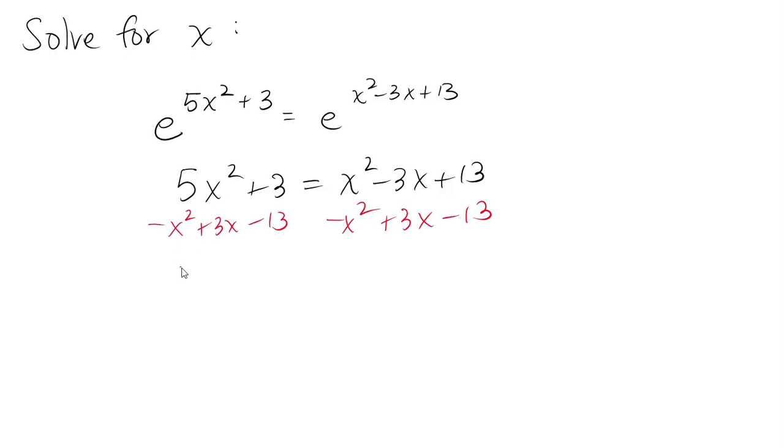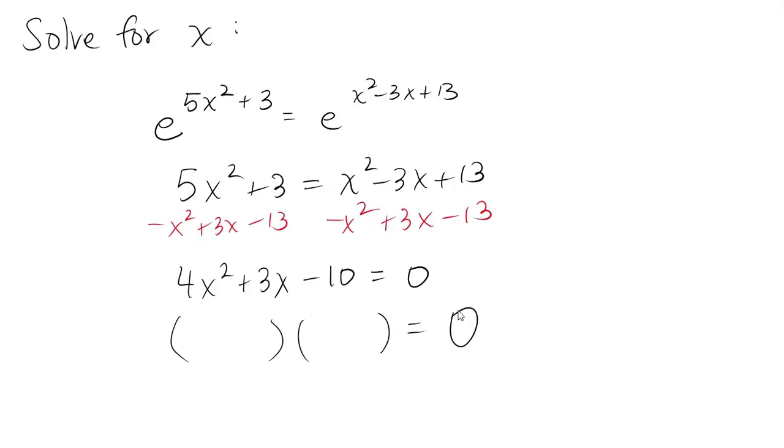Collecting our like terms, we get 4x squared plus 3x minus 10 equals 0. By getting 0 on one side, we've opened up the avenue to the quadratic formula, but we can also try factoring, and it turns out that this one factors. I'd like you to try to factor it. Please pause the video and see if you can get that factored. It's good practice.